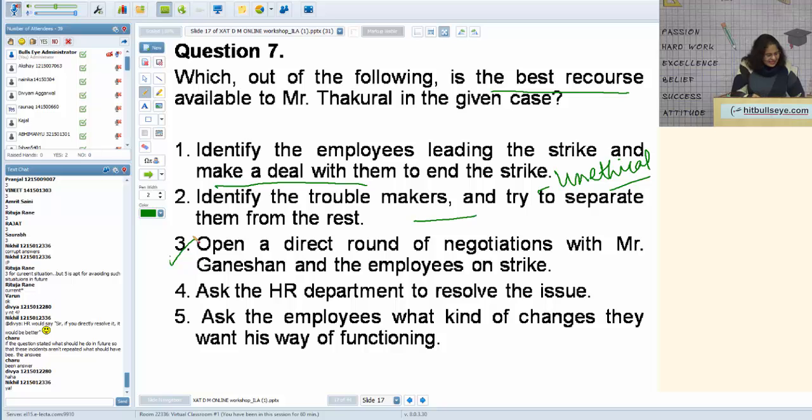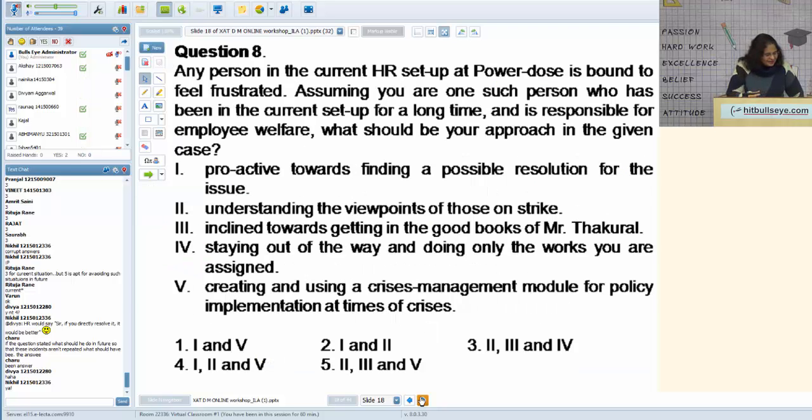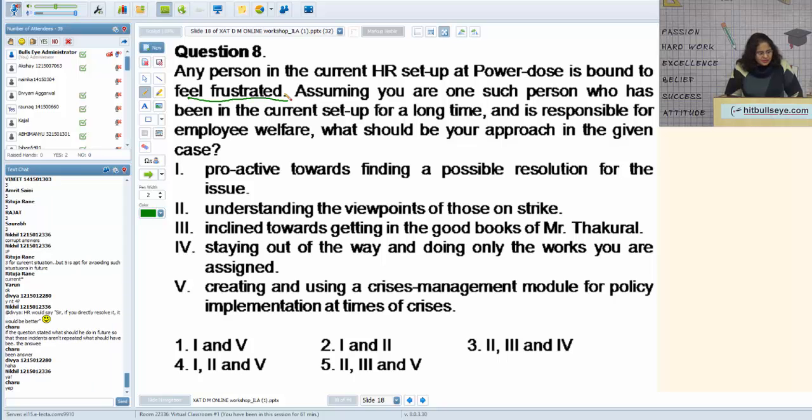Okay, let's look at the next slide. I think that takes care of what you want to know, Charu. Just look at this question stem. Any HR person is bound to feel a little frustrated that they were not able to handle this and they didn't have the necessary tools with them, maybe. Assuming you are the one such person, set up for a long time and responsible for employee welfare, what should be your approach in the given case? So now what the HR can do.